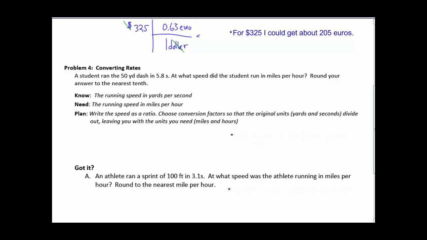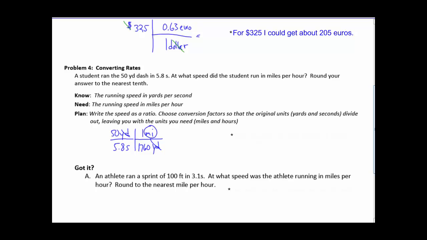So how do we do this problem? We set it up. We start off with 50 yards in 5.8 seconds. You can either change seconds first or change yards, it's up to you. I'm going to start with the yards first. If we look up the conversion, we have yards on top, we need to put yards on bottom. There is a conversion: in 1 mile, there is 1,760 yards. So by doing this, yards will cancel and we're left with miles.